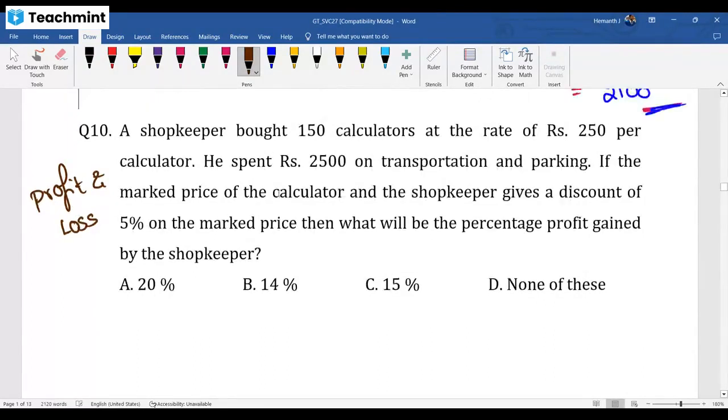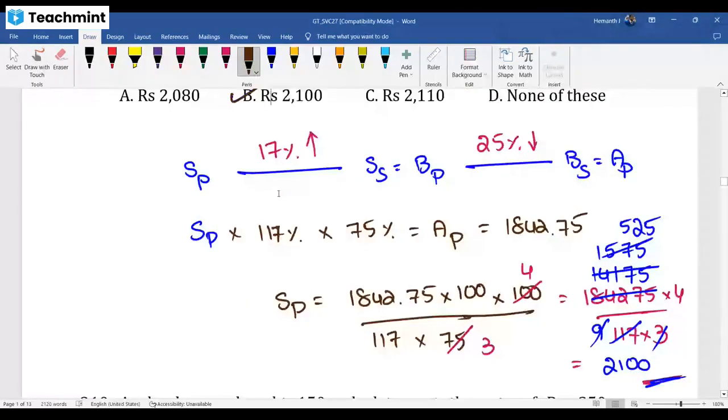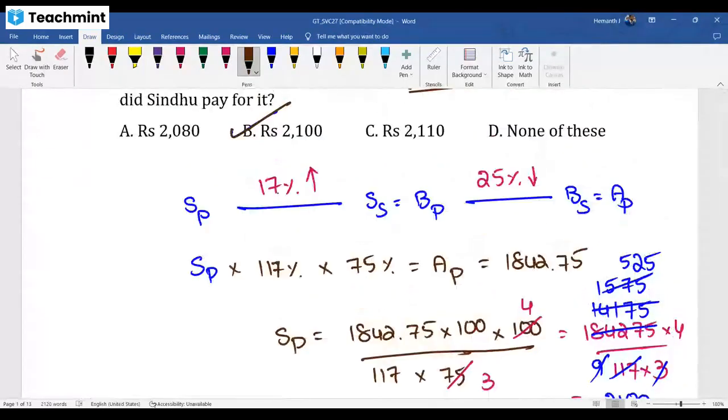And here, why 117%? Because it is a 17% increase. 100% means 1, there is no change. If there is no change, 100% will be there. But here, what is the change? 17% more, increased, gain. Gain means increase only. That is why 117. Here, loss means decrease. If there is nothing, we consider 100%, but you are 25% less or decreased. That's why 75. Hope you are clear why 117 and 75 are there.